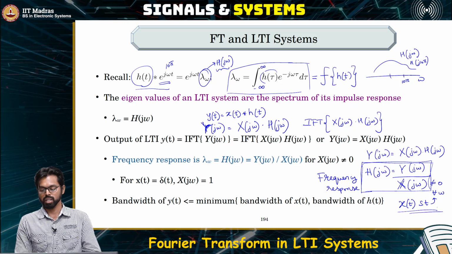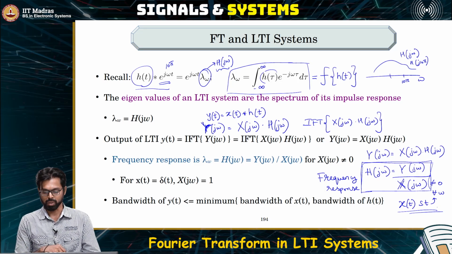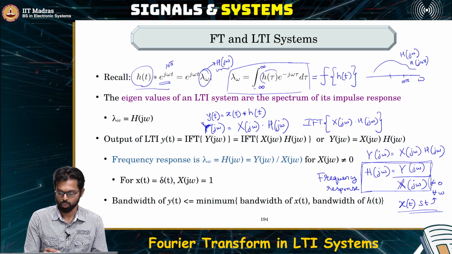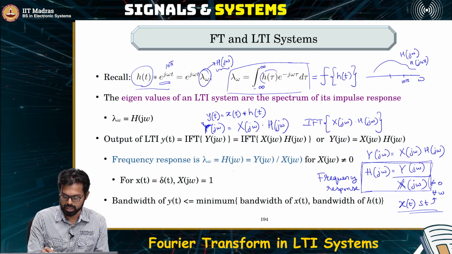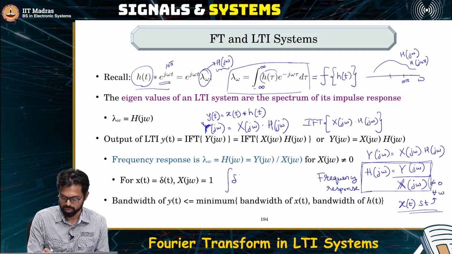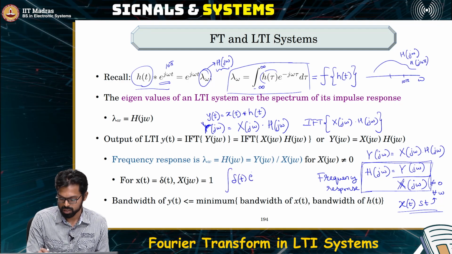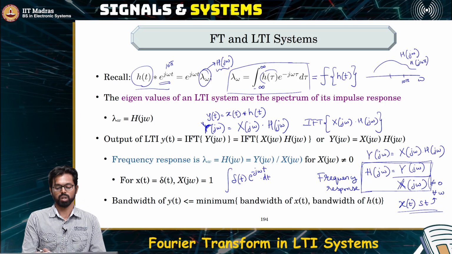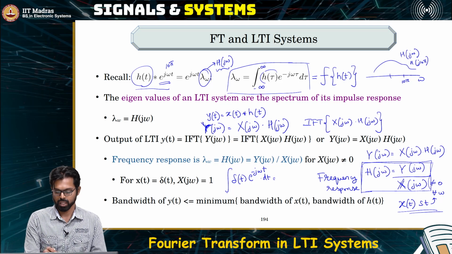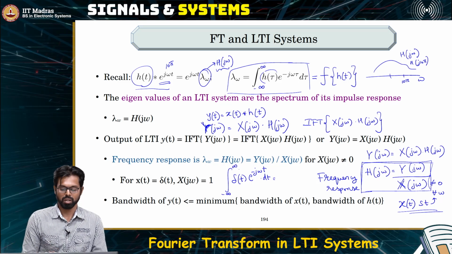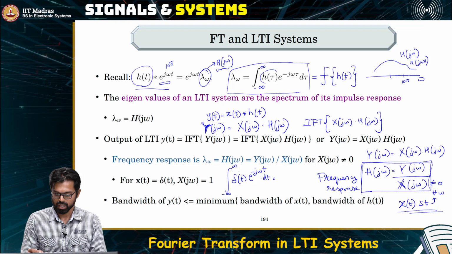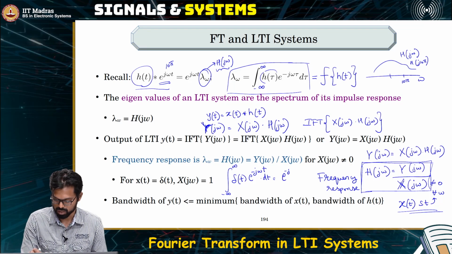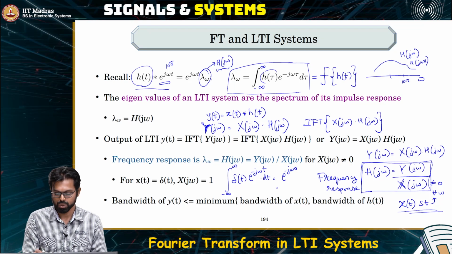Let us check if the impulse actually satisfies this property. What if I feed an impulse? What is the Fourier transform of an impulse? The Fourier transform of an impulse is, what is this? This is basically nothing but, once again from the properties of Dirac delta, you can say that this is e power minus j omega 0, which is 1.